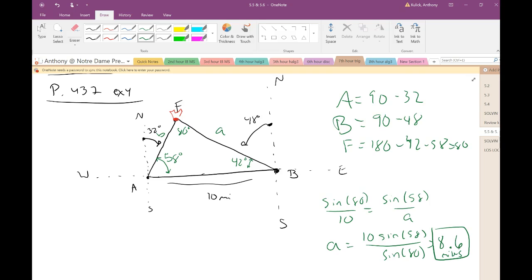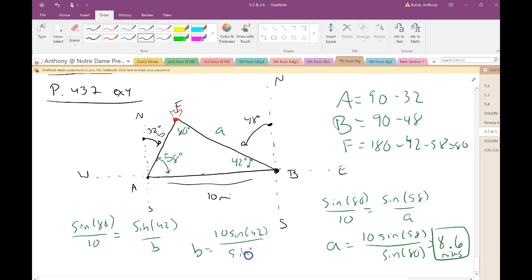How are we going to solve for B? Virtually the same thing. Good. What equation would I write? Good. Sine 80 over 10 equals sine 42 over B. And then we cross multiply and divide and get B is equal to 10 times sine 42 divided by sine 80. And we do that, we get about 6.8.